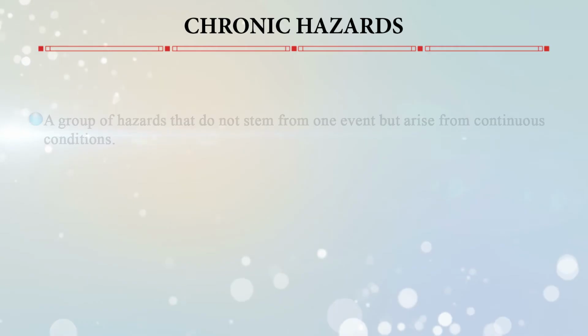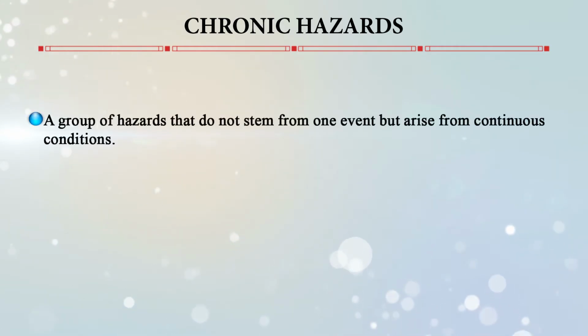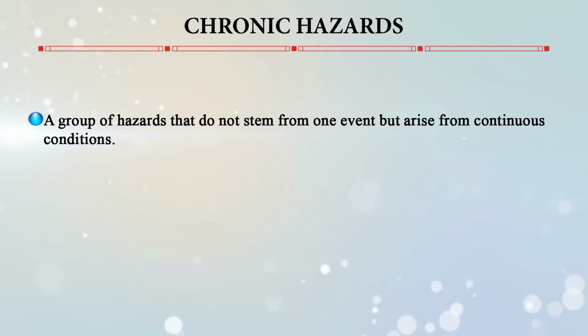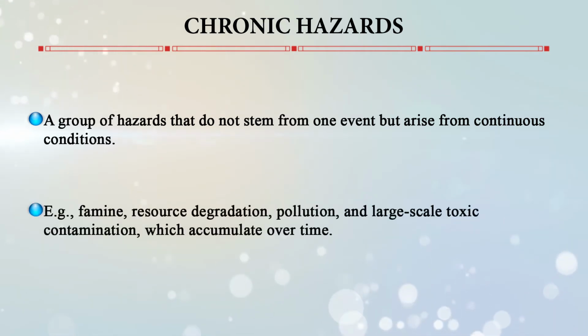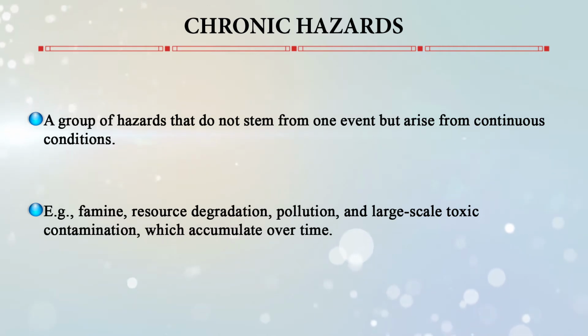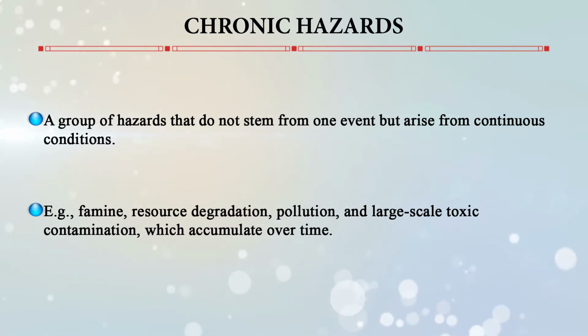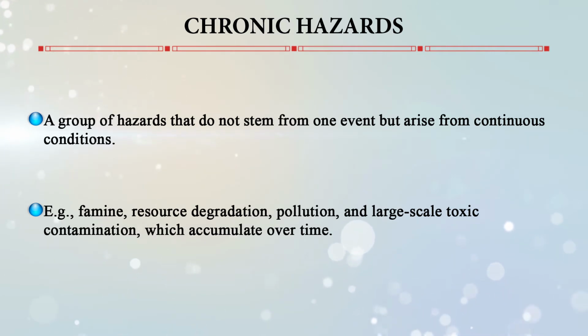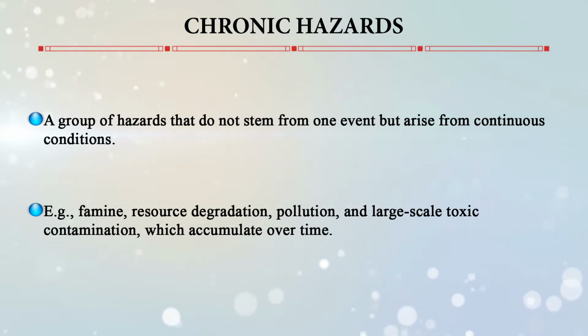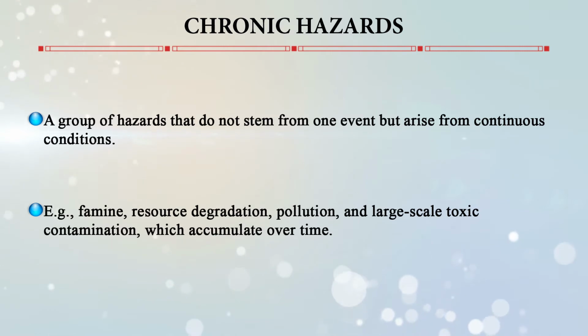Chronic hazards. These are a group of hazards that do not stem from one event but arise from continuous conditions. For example, famine, resource degradation, pollution, large scale toxic contamination. So all these take a lot of time. This can accumulate over time and then they cause the chronic hazards.